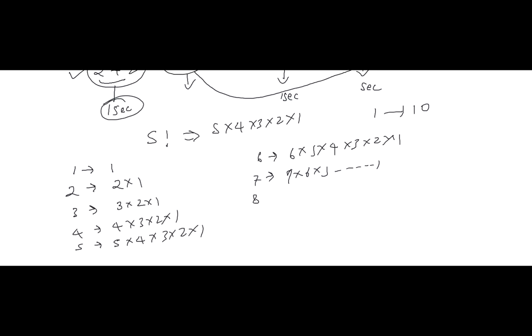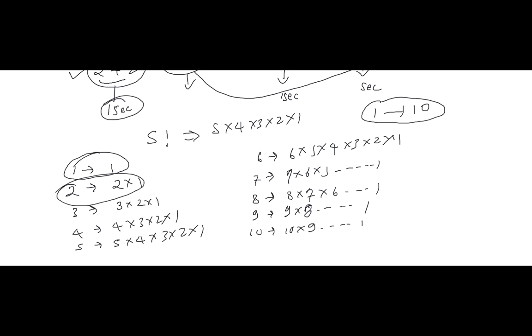For 8, 8 into 7 into 6 till 1. For 9, 9 into 8 dot dot dot 1. Similarly for 10, 10 into 9 dot dot dot 1. Now if I want to find the factorial from 1 to 10, the first way is to find the factorial of 1, then factorial of 2, then 3 and 4. So I can perform these operations and get the result.